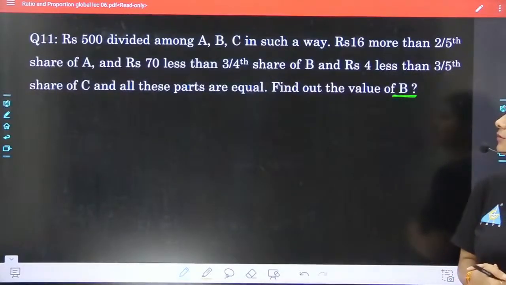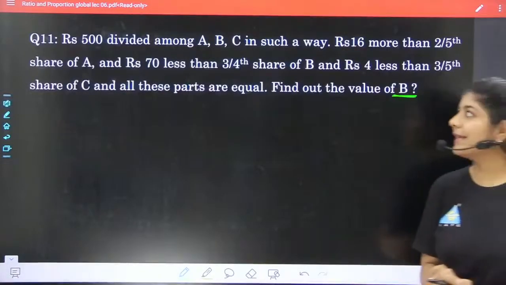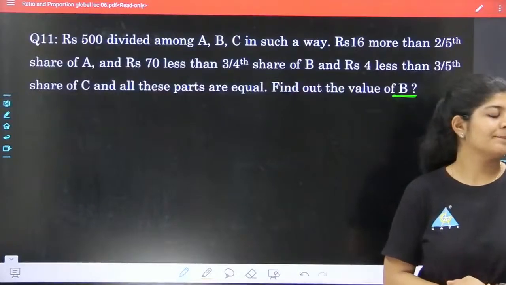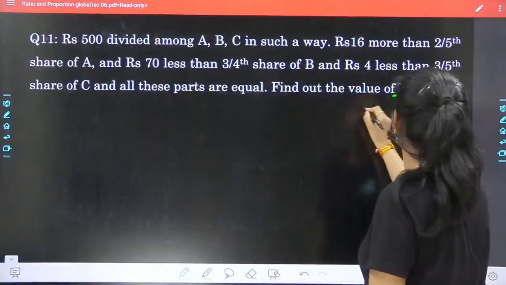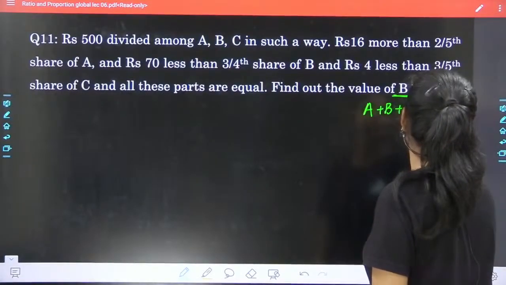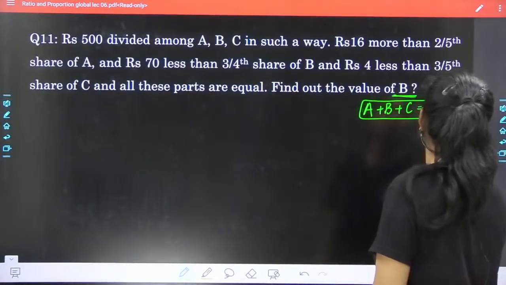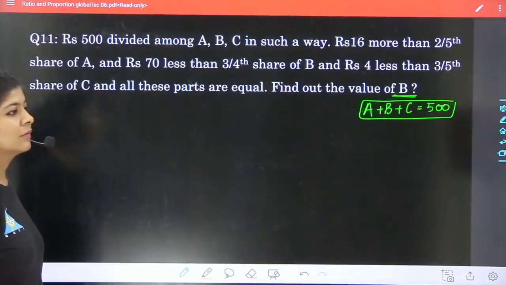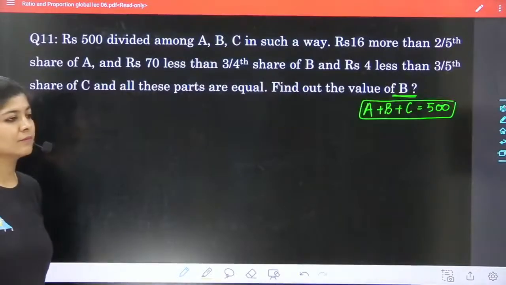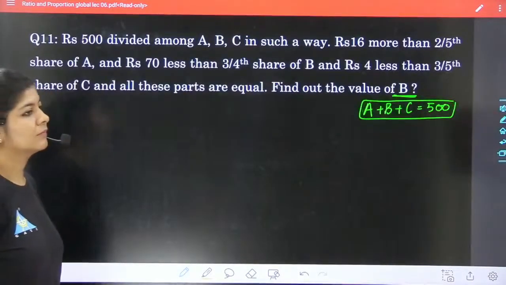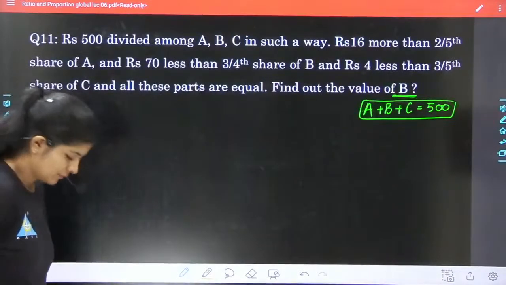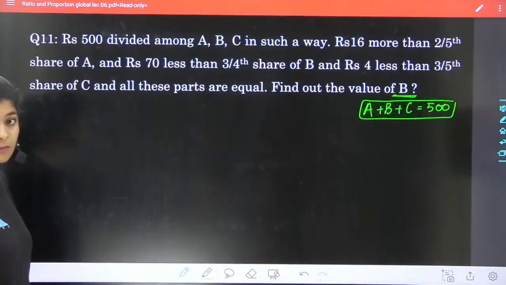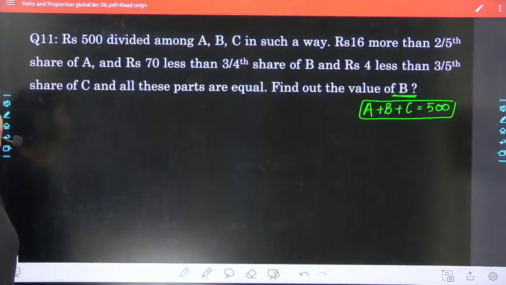What is the value of B in this question? We simply divided 500 rupees among A, B and C. What is the value of B in this question?